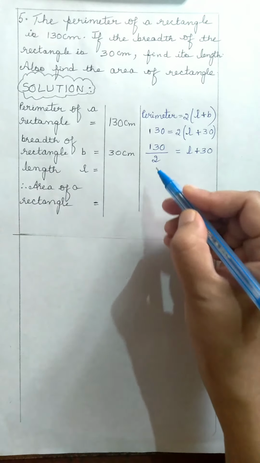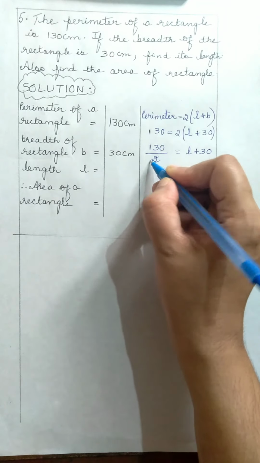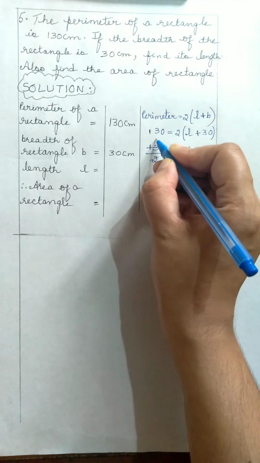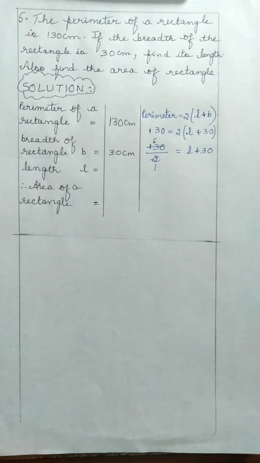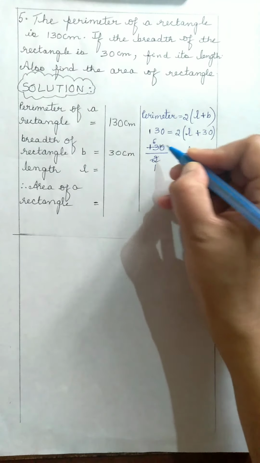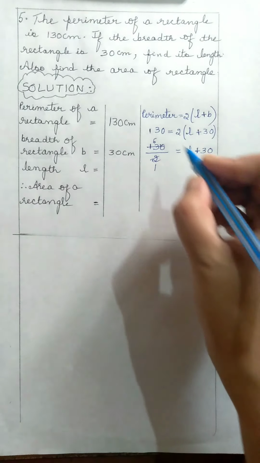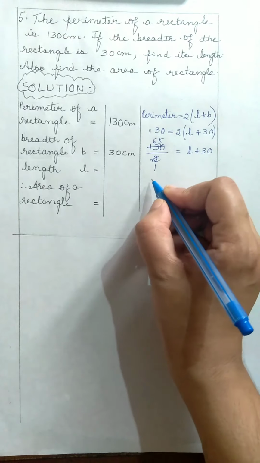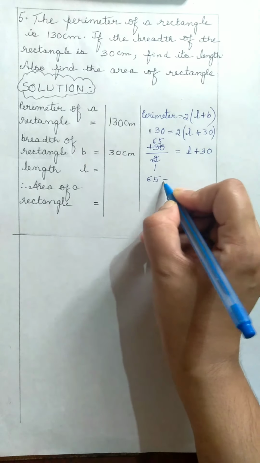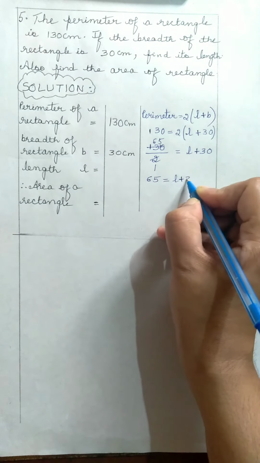130 by 2, it goes by 2. 2 ones are 2. 2 6s are 12. 13 minus 12, 1 is remaining. So, it will be 10. So, 2 how much are 10, children? 2 5s are 10. Therefore, 65 is equal to L plus 30.